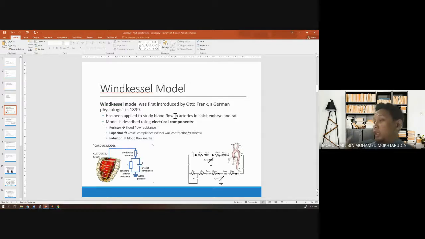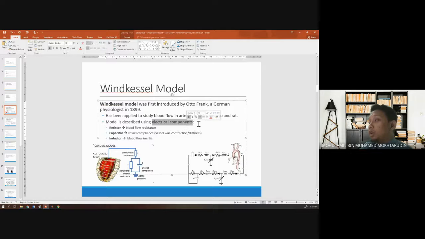So instead of using CFD, Otto Frank basically described the blood flow in the body by using electrical components. So if you still remember EET, the subject Electrical, Electronics and Technology, a subject where I don't know how many people got an A at UMP. So basically blood flow can be represented by using electrical circuits.